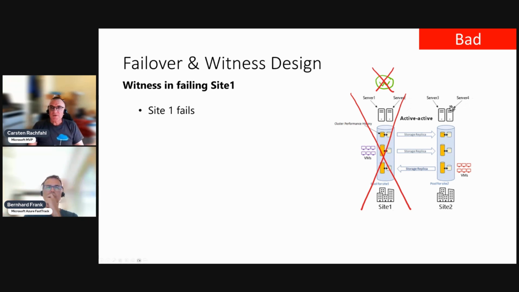And now this side has to calculate again. It has 2 servers, so 2 votes. It can't see the witness because it's gone, so it has 2 votes. But we had 5 votes, so 2 of 5 is not the majority. Our cluster doesn't have quorum, so it is a minority.